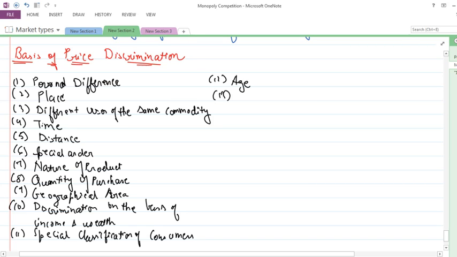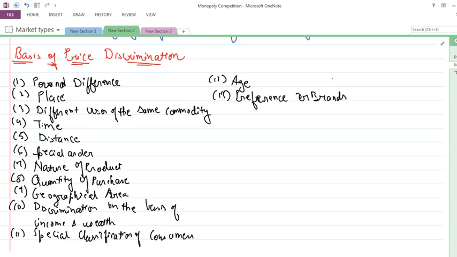The 13th basis of price discrimination is preference or brands. Certain goods are sold under different brand names or trademarks in order to attract customers. These different brands would be sold at different prices even though there is not much difference in terms of cost.